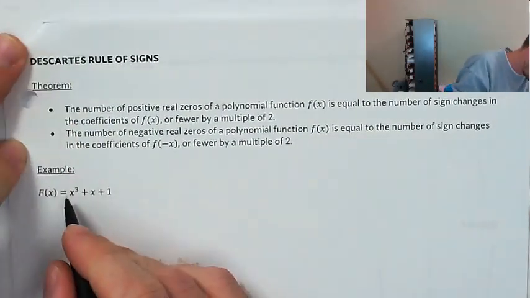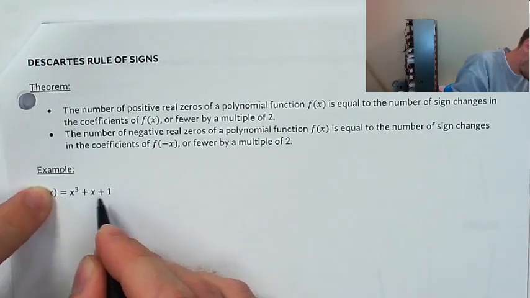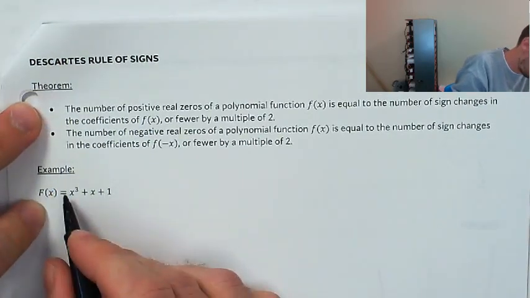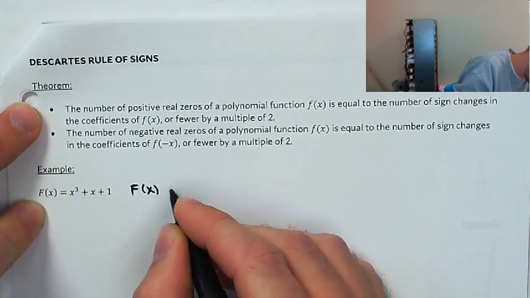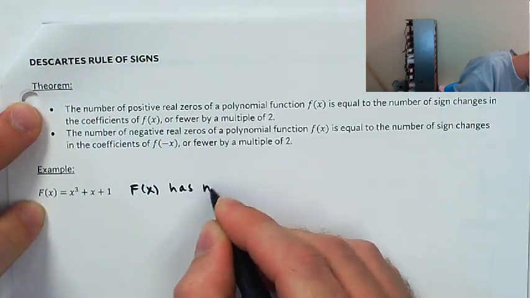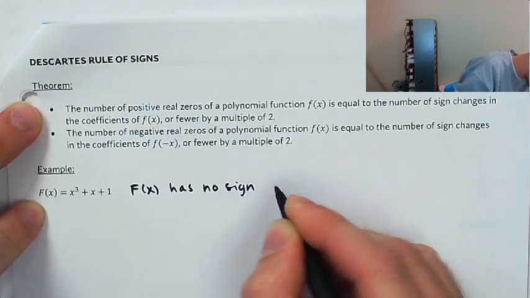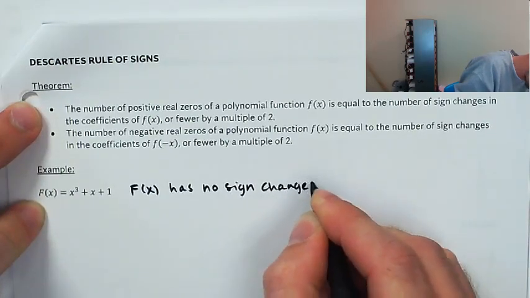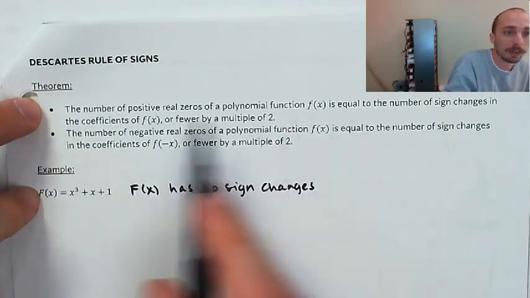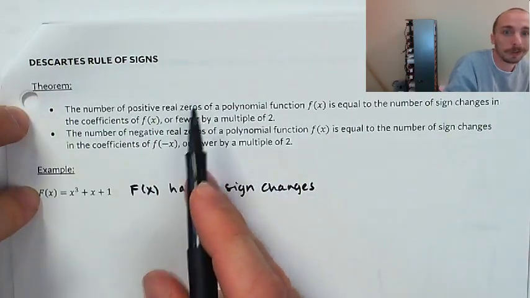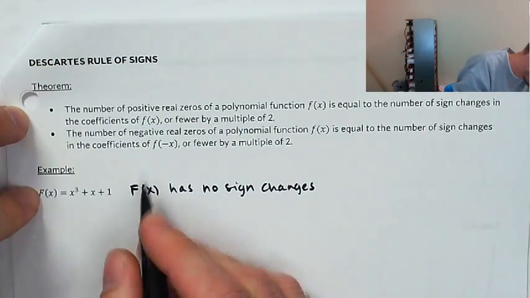So f of x is 1x to the 3 plus 1x plus 1. Okay, so I've got positive, positive, positive. I would say f of x has no sign changes. If f of regular x has no sign changes, well, that's the number of positive real roots. So that means it's got no positive real roots.